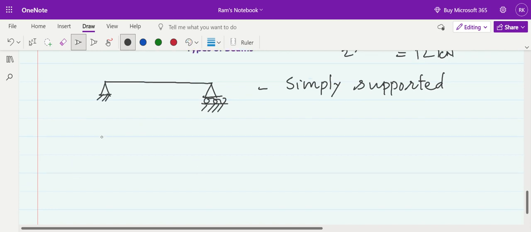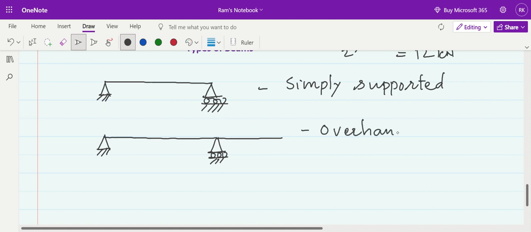Another type of beam is when one of the ends is hinge, the other end is roller, and the third end is free: hinge, roller, and free. This is known as an overhanging beam. So, simply supported beam, overhanging beam.